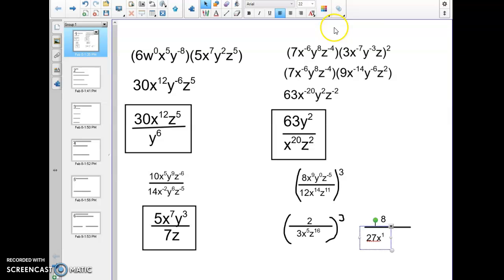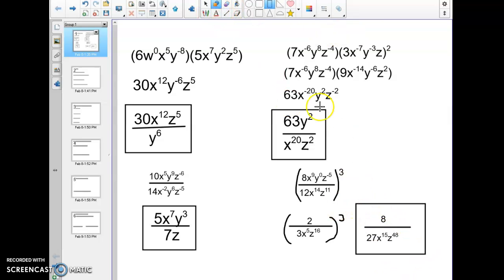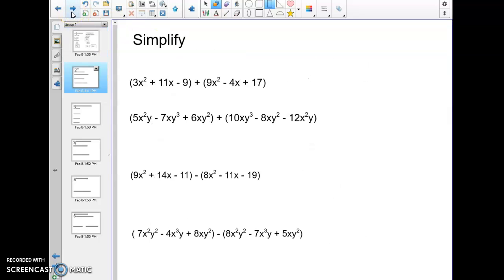X to the 5th cubed is x to the 15th. And z to the 16th cubed is z to the 48th. And that's our answer right here. Alright, now we're going to simplify.